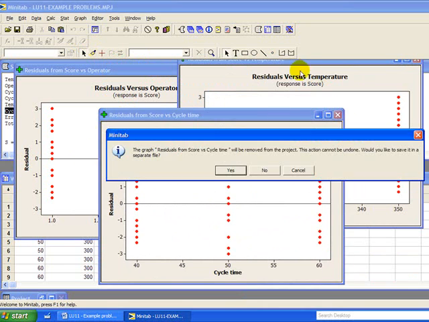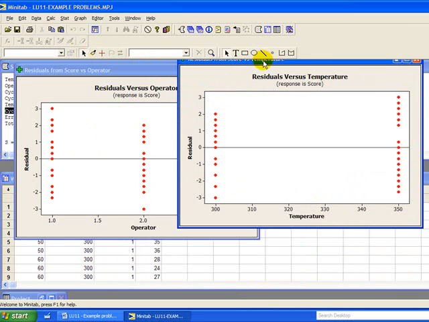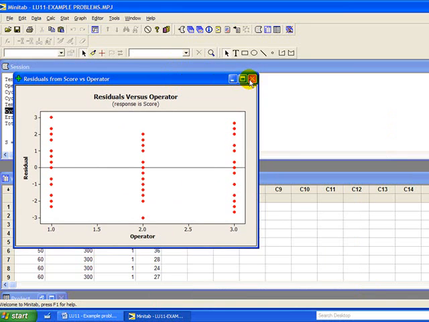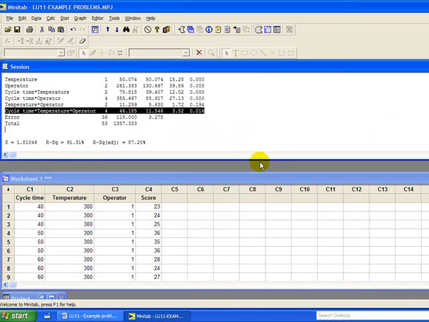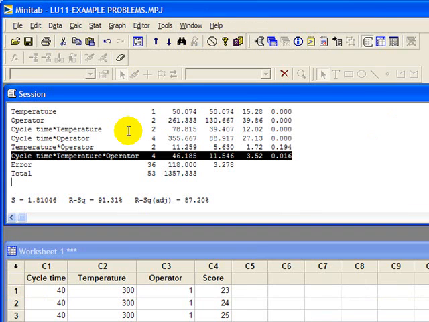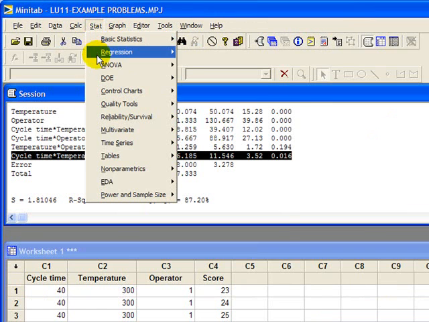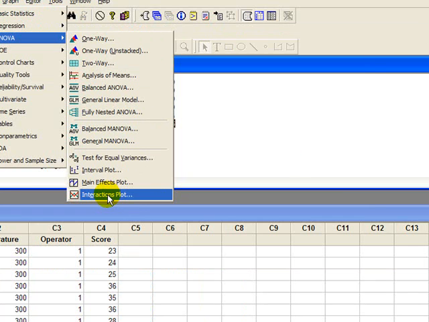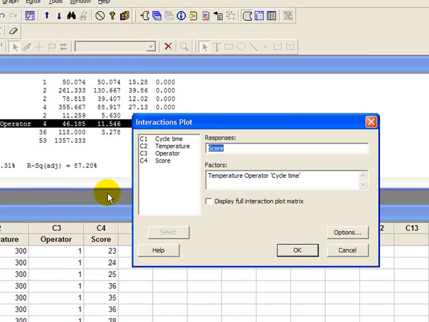Now in your homework problem you also need to plot interaction plots, right, to show the interaction plot and analyze them. So I will show you how to draw those plots. So again, go to Stat, go to ANOVA, and you can see here main effects plot and interaction effects plot, right? So let me click on interaction effect.